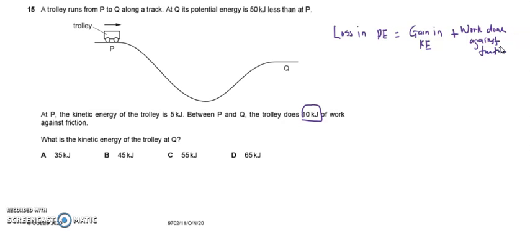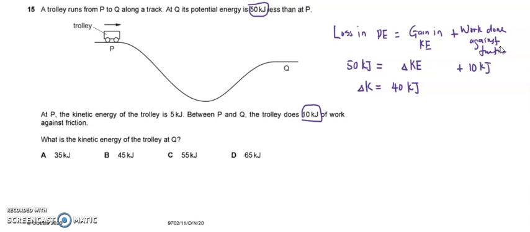Right. So it also tells us that the potential energy at Q is 50 kilojoule less than at P. So directly it is telling us that there is a 50 kilojoule loss of potential energy and there is a 10 kilojoule of work done against friction. So therefore, the change in kinetic energy, which is the gain in kinetic energy, must equal 50 minus 10, which is 40 kilojoule.